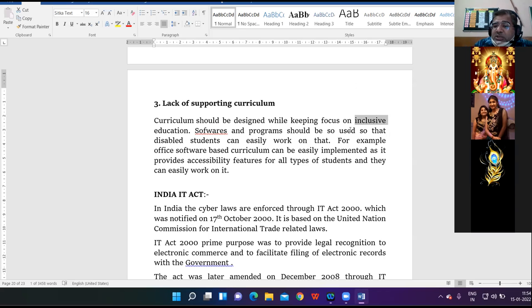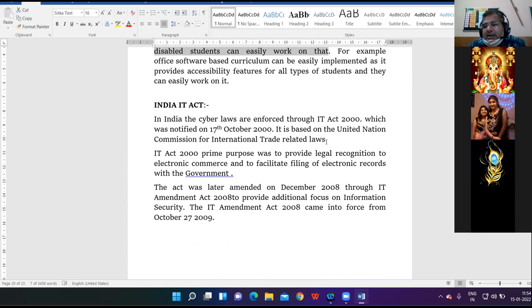Software and programs should be so used so that disabled students can easily work on that. Okay, then India IT Act. IT stands for Information Technology Act. This act, the cyber laws in India, they were enforced through IT Act, and when it came into notification, 17th October 2000, you must be aware about the dates. On 17th October 2000, India IT Act came into notification.